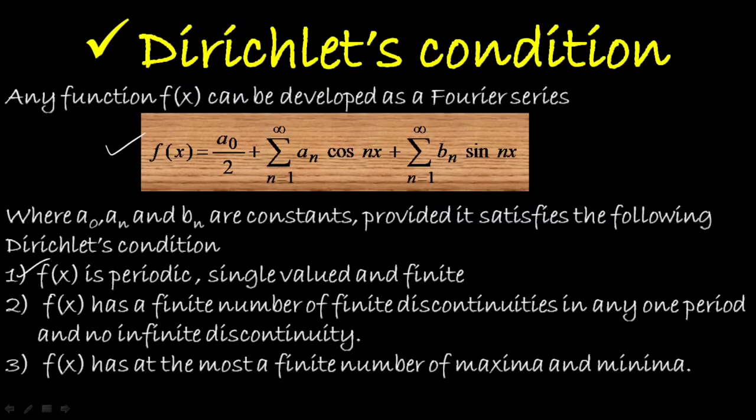The first condition is f of x is periodic, single valued and also finite. The second one is f of x has a finite number of finite discontinuities in any one period and no infinite discontinuity. That's why we have only sine and cosine terms in the Fourier expansion. Okay. The third is f of x has at the most a finite number of maxima and minima.